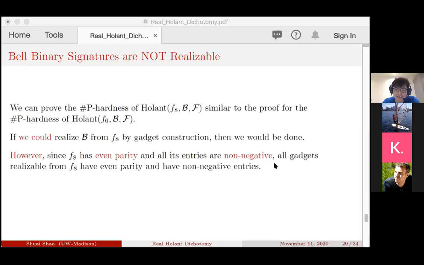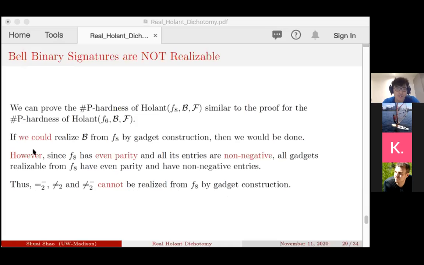Then by gadget construction, all signatures realizable from this signature f sub 8 have even parity, and they all have non-negative entries. So these three Bell-binary signatures cannot be realized from this signature f sub 8 by gadget construction. Now, these two, the negative version of binary equality and the negative version of the binary disequality, have negative entries, so they cannot be realized from this signature f sub 8. And the binary disequality has odd parity, so you cannot realize it by gadget construction using this signature f sub 8.